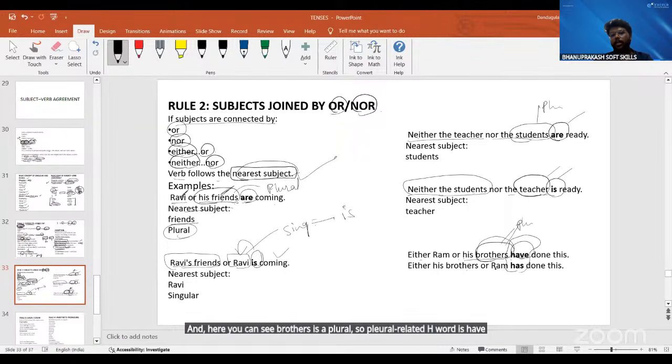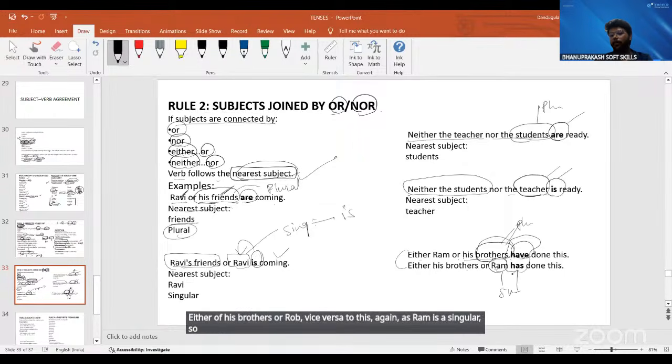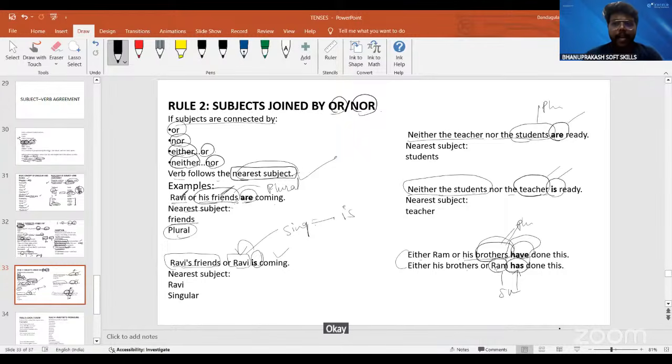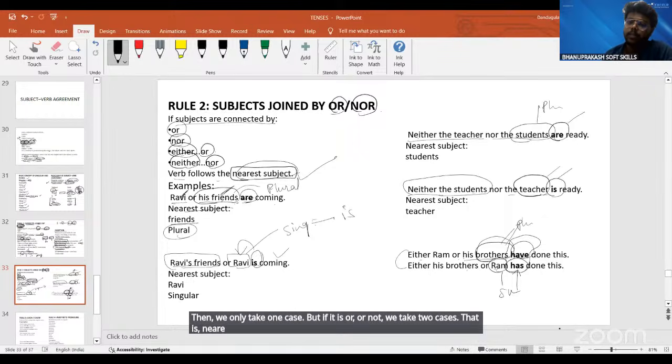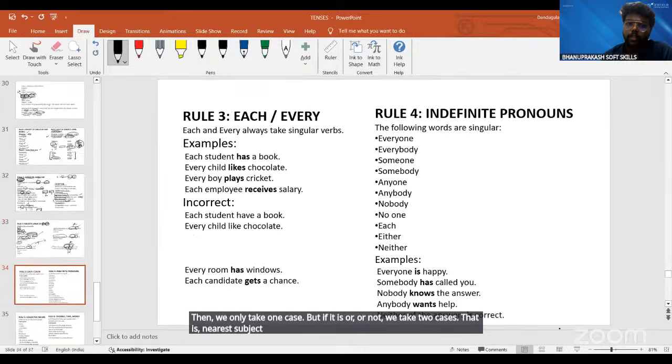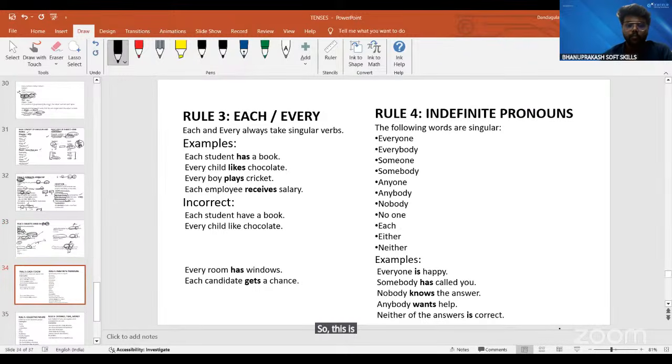"Either his brothers or Ram." Vice versa to this again. As Ram is singular, the singular-related helping verb here is "has." Okay. If it is "and," then we only take one case. But if it is "or" or "nor," we take two cases. That is the nearest subject. So this is rule 2.